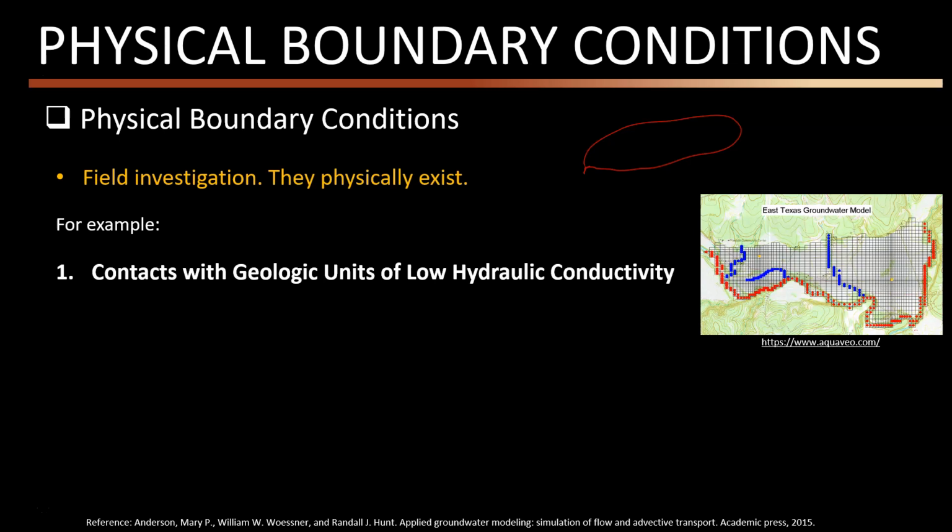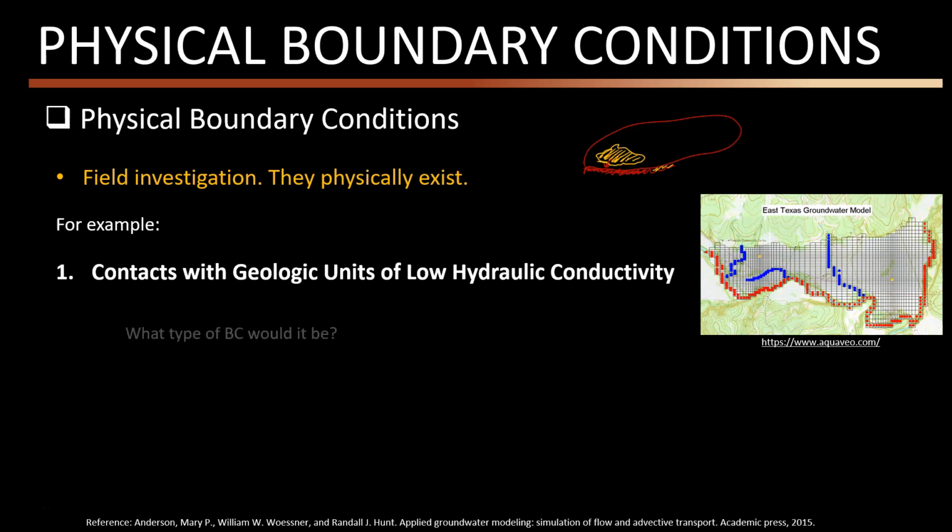So for example, if this is a system, and let's say in my contract they wanted me to model the groundwater in this space, and I go and see that near this area there's a hydrological unit which is almost impermeable, like a rock or bedrock or something like that, then it might be a good idea to extend the system to reach this area and define this area as a physical boundary condition.